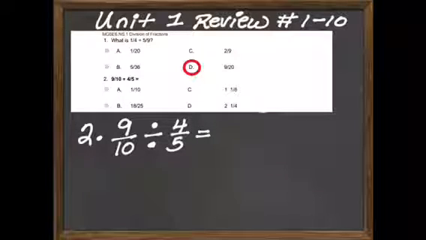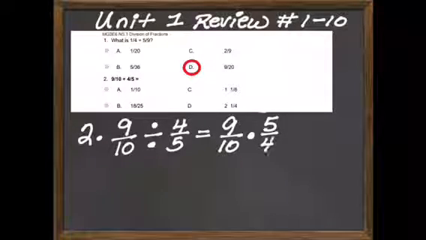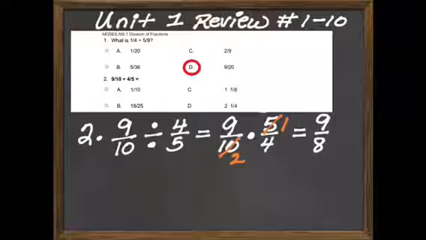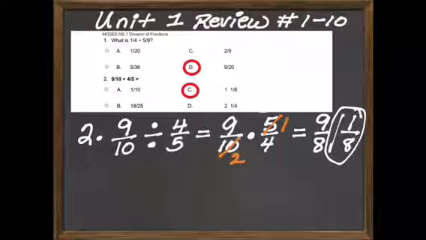In the second example, we have 9/10 divided by 4/5. That can be rewritten as 9/10 times the reciprocal of 4/5, which is 5/4. I can cross-reduce this problem to make it a lot simpler by dividing 5 into itself and 5 into 10. 5 goes into itself one time, 5 goes into 10 two times. This gives us 9/8, and 8 will divide into 9 one time, with 1 left over, back over 8. And that is answer choice C.